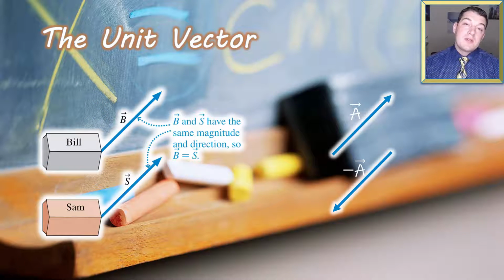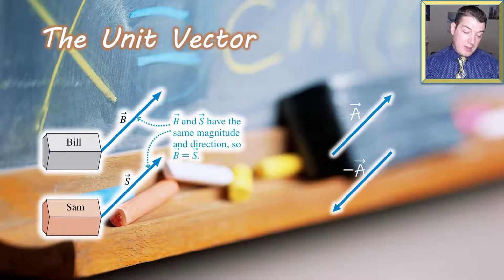When we have two vectors that have equal magnitudes and point in the same direction, they are equal vectors. Here we see two different representations of displacements. We refer to one as Bill and one as Sam. Bill and Sam both leave their home and walk in the northeast direction the same exact distance. Since they're traveling in a straight line, their distance is equal to their displacement, and since they've traveled in the same direction, the length and direction of each of their displacement vectors are equal.